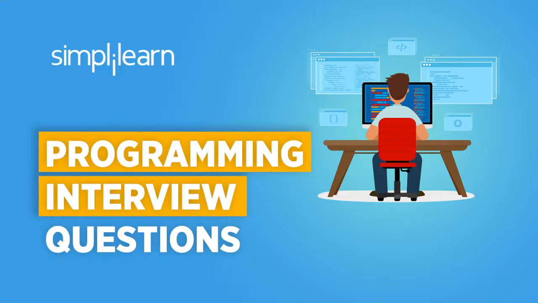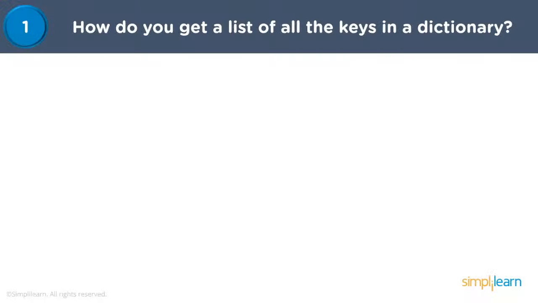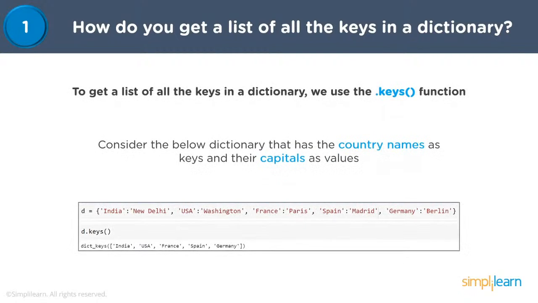So let's begin with our first question. Our first question is, how do you get a list of all the keys in a dictionary? Now in Python for data science, data structures play an important role to store and manipulate data. A dictionary is one such data structure that is declared using curly braces, and they are written as key value pairs. You can see on the screen I have my dictionary called D, and it is assigned using curly braces. Now to get a list of all the keys in a dictionary, we use the .keys function.